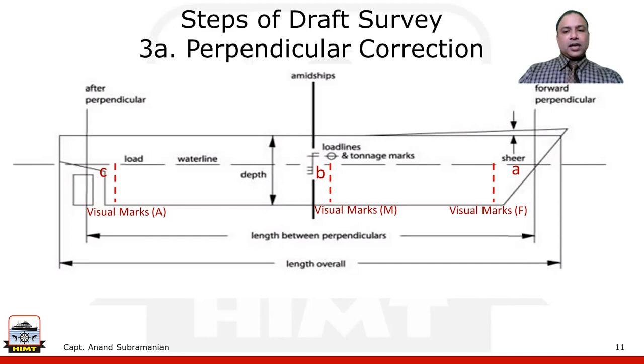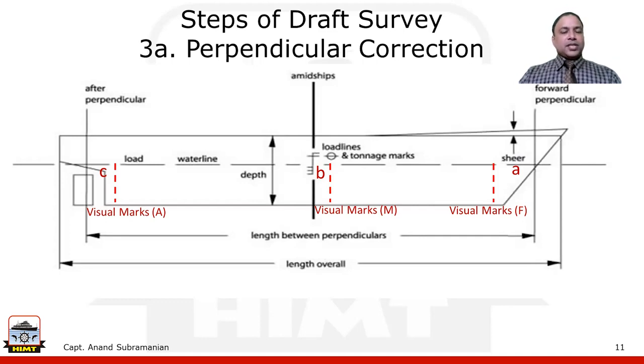The reason why we don't have the visual draft marks exactly on the perpendicular is, for example, in the case of forward, the visual draft marks cannot be put in the forward area because the stem is too sloping, and there will not be any provisions for putting the draft marks. Same thing with the aft also, because of the flare of the ship, it may not be practical for us to put the draft marks exactly on the aft perpendicular.